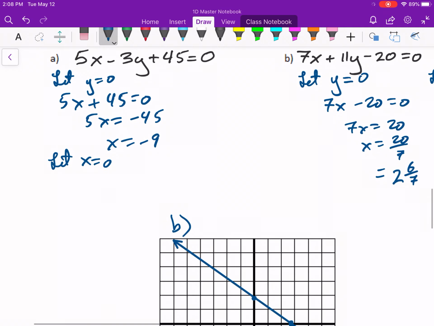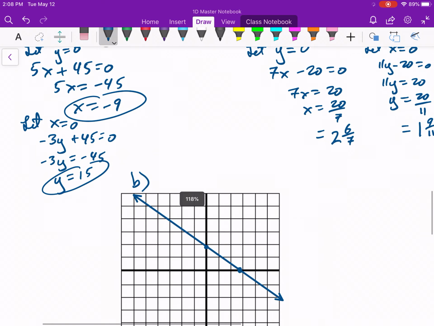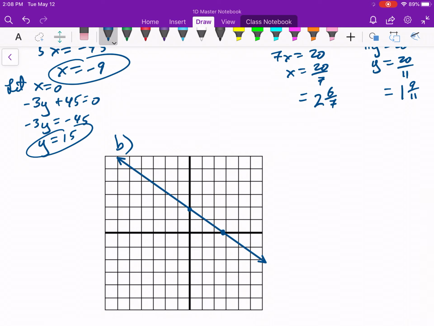And again, that x term disappears. I'm left with negative 3y plus 45 equals 0. Negative 3y equals negative 45. Divide each side by negative 3, and I get y equals positive 15. Okay, there's my x and y intercepts for that one. All right. Wow.